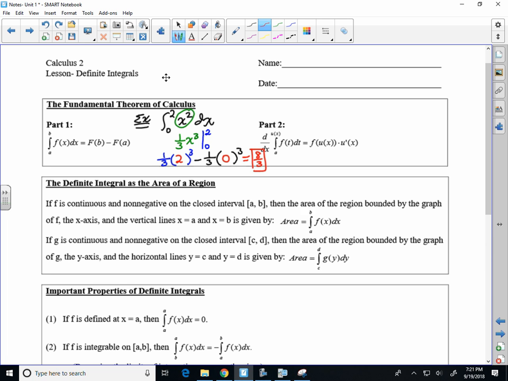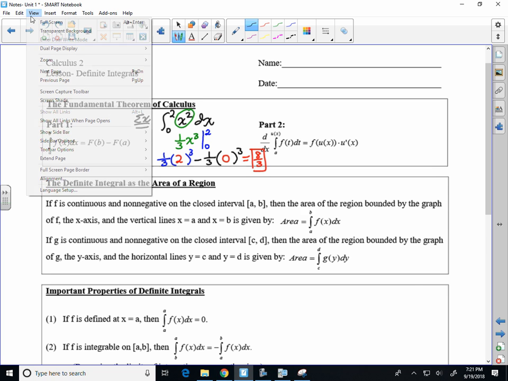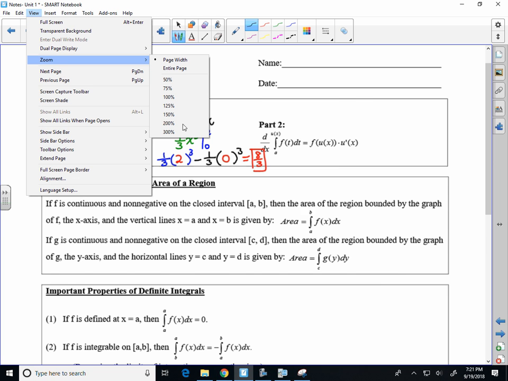Right? The second part of the fundamental theorem, it's a little chain ruling, but basically it's telling us that if you have a function as a boundary, the upper boundary is a function, then what you would do is take whatever the function is that you're integrating, replace it with the function that is the upper boundary, but then multiply it by the derivative of that upper boundary. Right? So that's a lot. Let me show you in a quick example. And you'll see it's not really that bad. So, view, zoom, 200, extreme close-up.